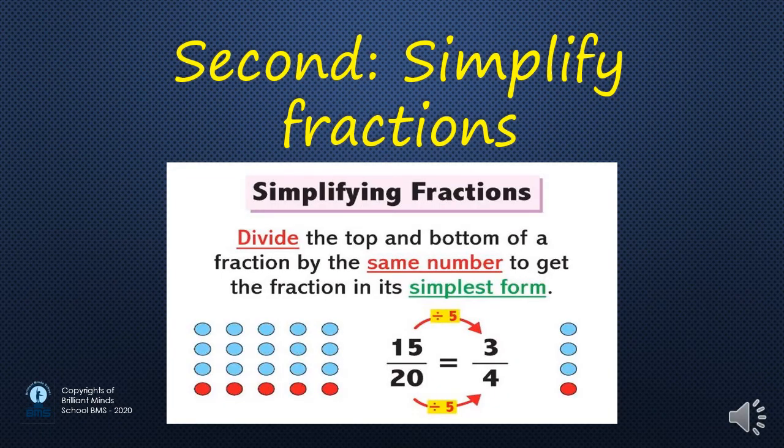Now, the second part in our lesson is called Simplify Fractions. What's the meaning of simplify fractions? We have a fraction. The numbers in the numerator and denominator are bigger numbers, and I want to put this fraction in simplest form, or smaller numbers. So, to simplify a fraction, we will divide. We only use division here, okay? We only divide the top and the bottom, the n and the d, of a fraction by the same number to get the fraction in its simplest form.